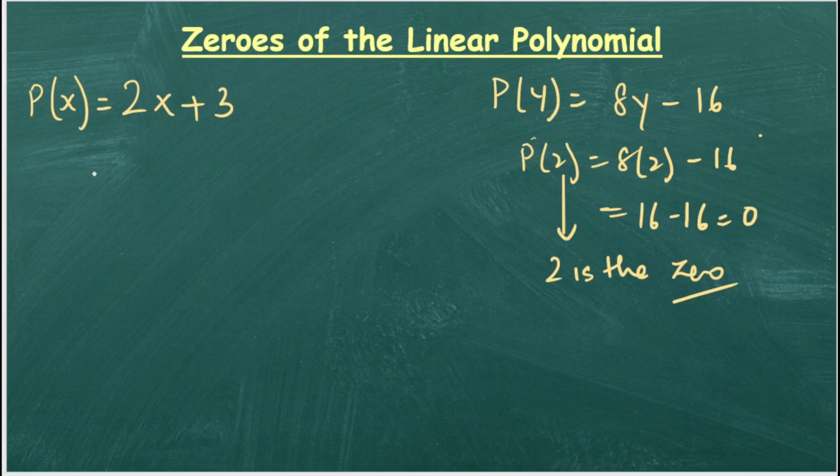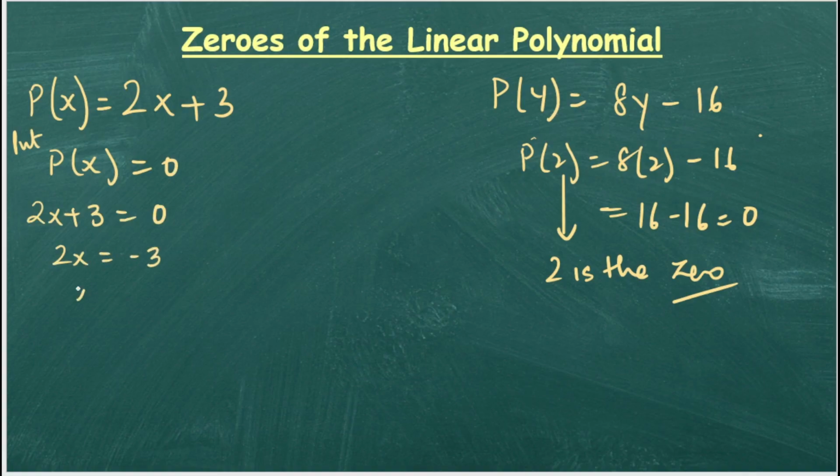Because I want to find the zero of this polynomial, I will equate it to 0. So let's put p(x) equal to 0. p(x) equal to 0 means 2x + 3 = 0. Now this is our linear equation. So 2x = -3. So x comes out to be -3/2. So this is a zero of this polynomial.